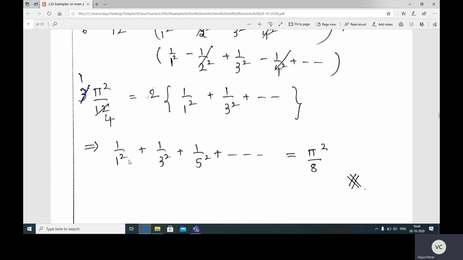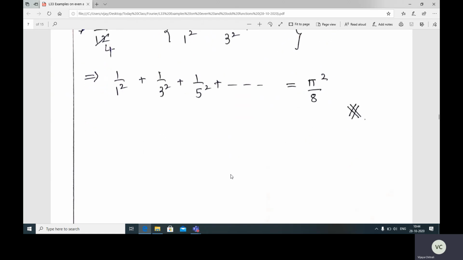So what we have here? We have pi square by 8 is equal to 1 by 1 square plus 1 by 3 square plus 1 by 5 square plus so on. This is the required solution, right? The series is pi square by 8 is equal to 1 by 1 square plus 1 by 3 square plus 1 by 5 square plus so on. So this is the required result.